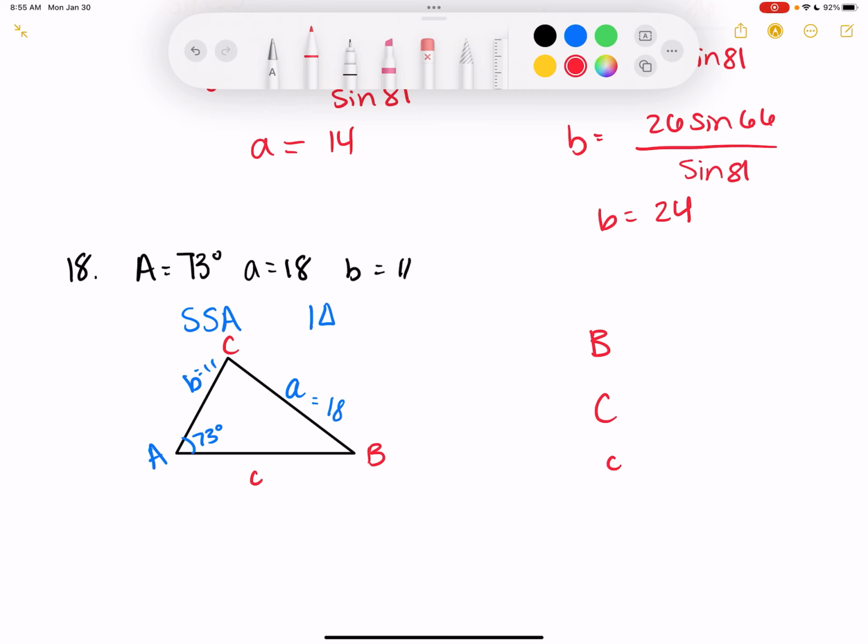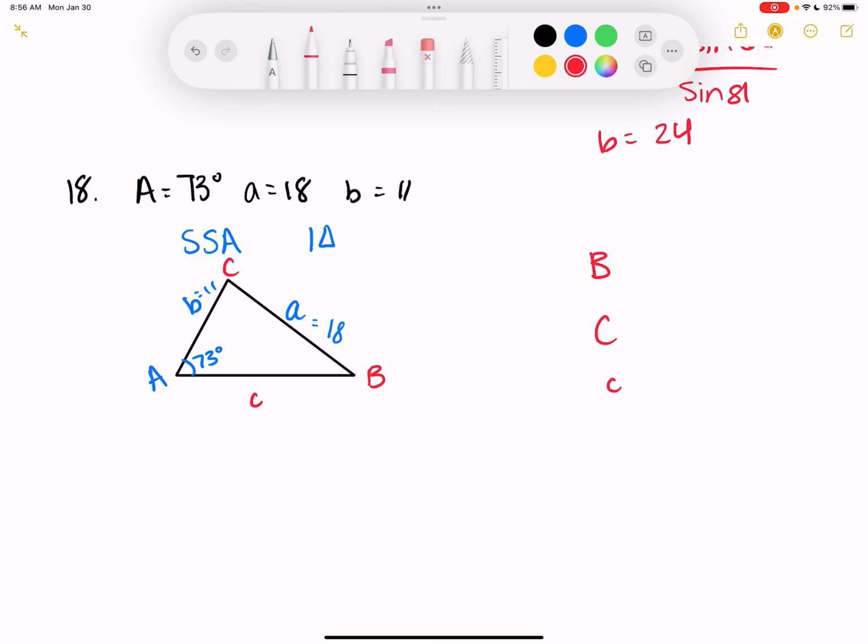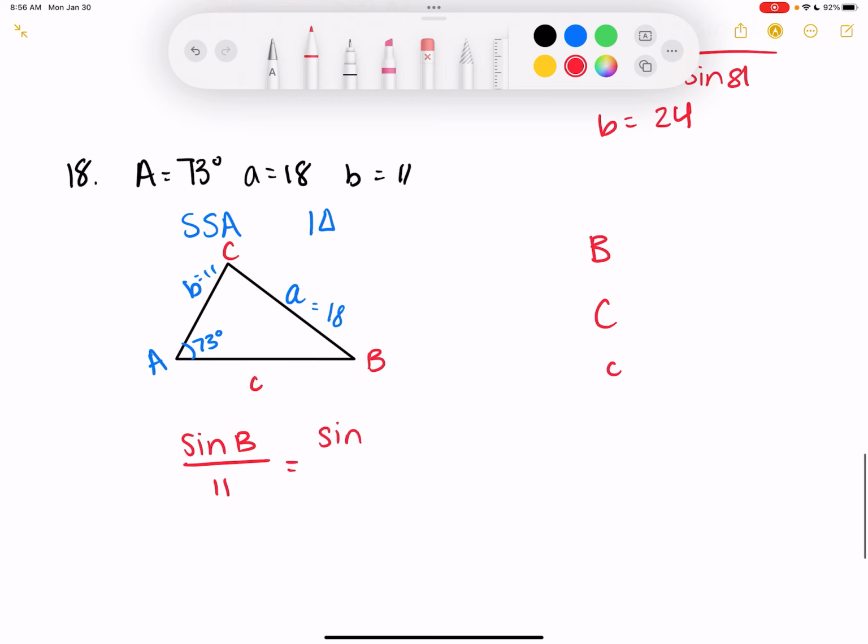I can't do anything with C yet because I have no piece of C. So I need to do B first, and then I can use that angle to help me find angle C and then go from there. So angle B, now I'm solving for the angle, so I'm going to do the one where sine of B is on top. So it'll be sine of B over 11 is equal to, I have to use A because that's what I have both pieces of, sine of 73 over 18. I have to multiply by 11, so I've got sine of B is equal to 11 sine of 73 over 18.